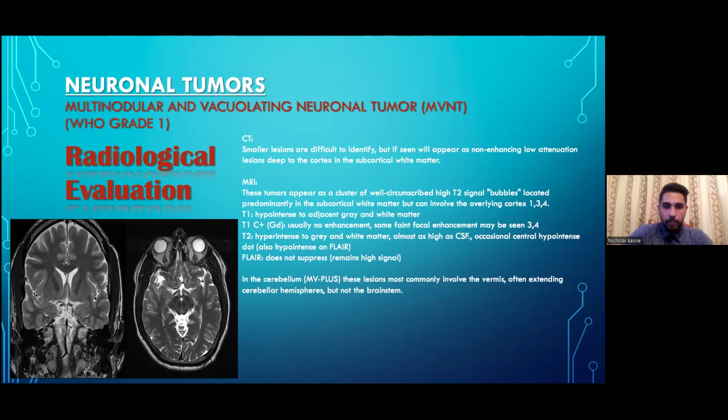On T1, hypointense to adjacent gray and white matter. With gadolinium, usually no enhancement, though some faint focal enhancement may also be seen. On T2, hyperintense to gray and white matter, almost as high as the CSF, and occasionally central hypointense dots. Also hypointense on FLAIR as well. In the cerebellum, these lesions most commonly involve the vermis, often extending to the cerebellar hemispheres, but not the brainstem.